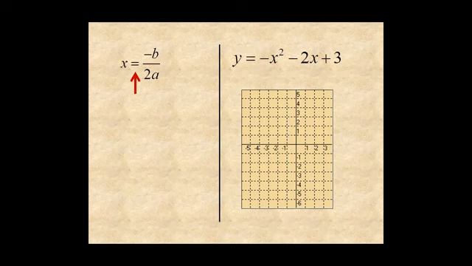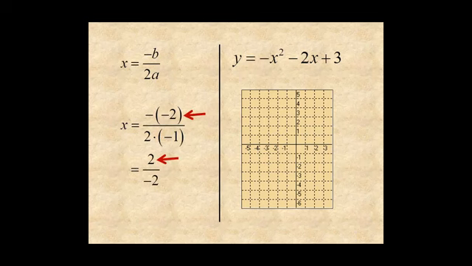Next, use the formula to find the equation of the axis of symmetry, negative b over 2a. The linear coefficient b is negative 2, and the leading coefficient a is negative 1. Then the opposite of negative 2 is positive 2, and 2 times negative 1 is negative 2. Then 2 divided by negative 2 is negative 1. And the axis of symmetry is the vertical line x equals negative 1. Draw a vertical line through negative 1 on the x-axis.